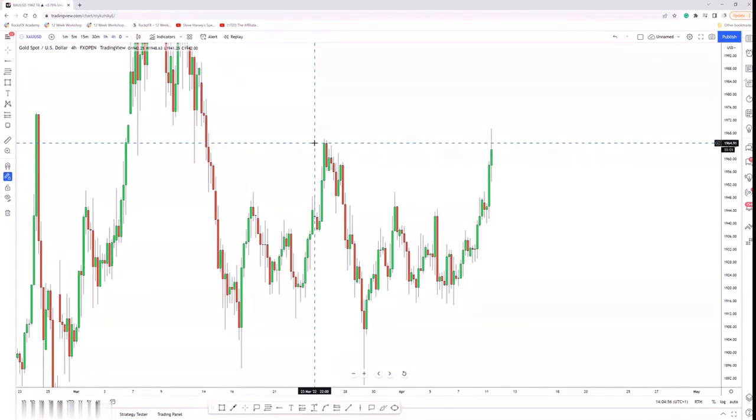What does that position look like? Well, let's think about it. End of April's a month. End of May's another month. End of June's another month.